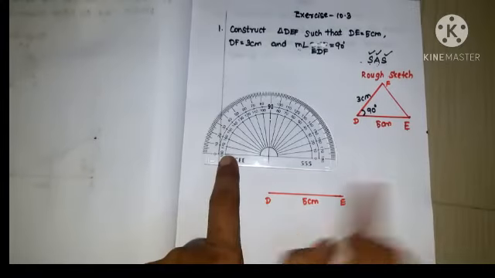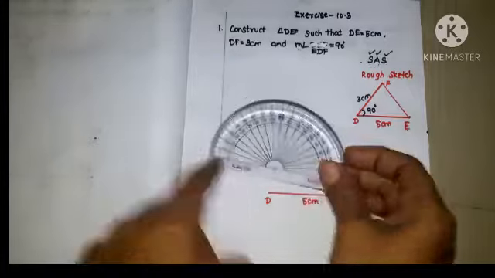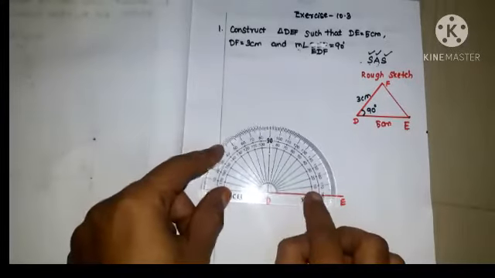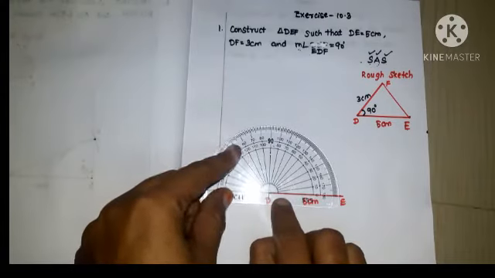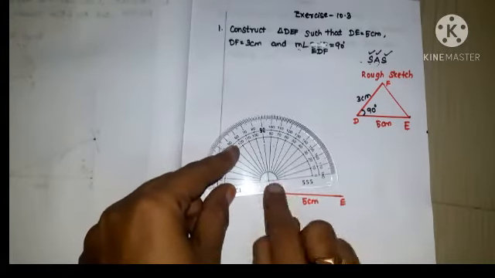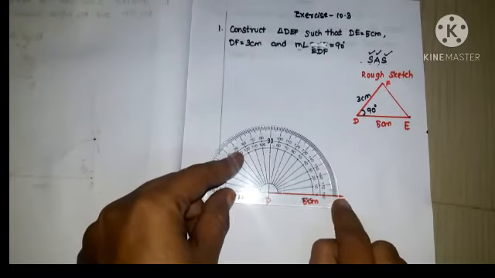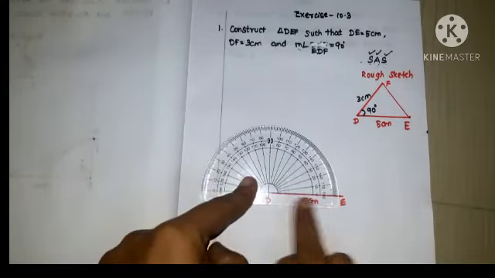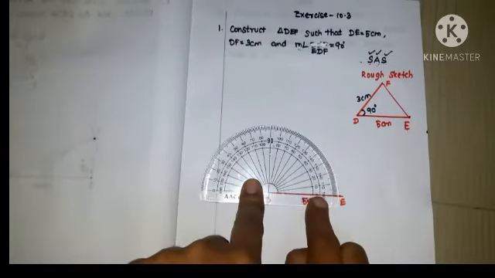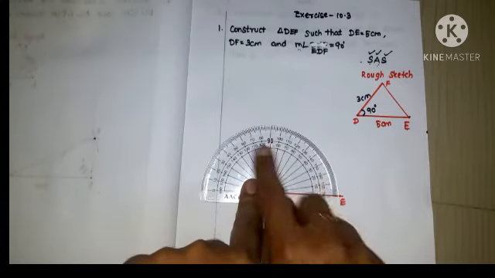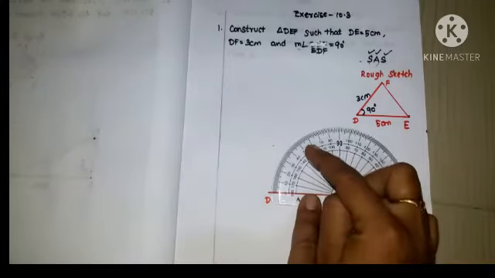If the line segment is divided into two, that is the left side and the right side, when you keep the protractor, the middle point should coincide with that point D, and the baseline should coincide with the DE line segment. Yes, can you see? So if I kept the protractor on the left side, I have to start from the right side 0. So 0, 10, 20, like that you have to start. If I kept the protractor on the right side, you have to start from the left side 0.